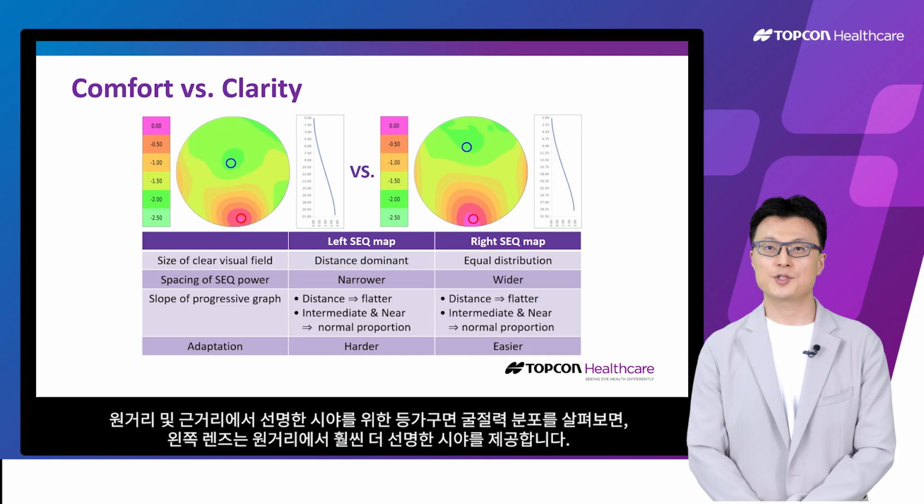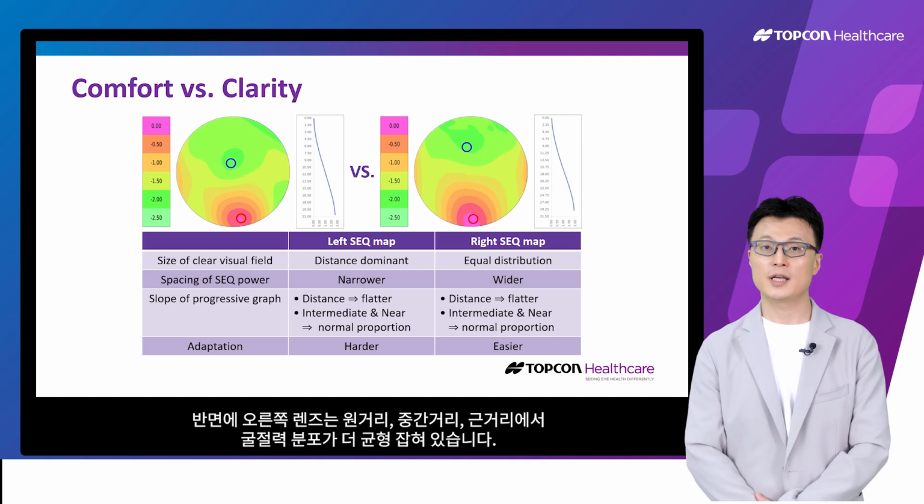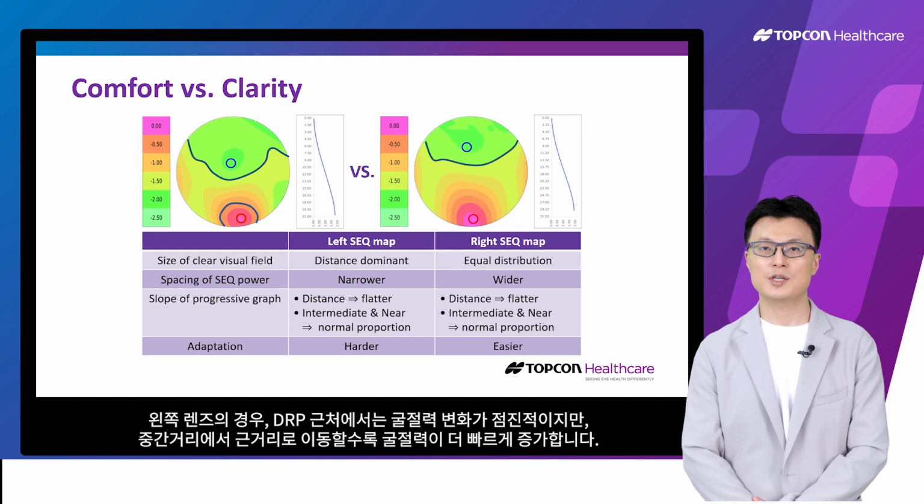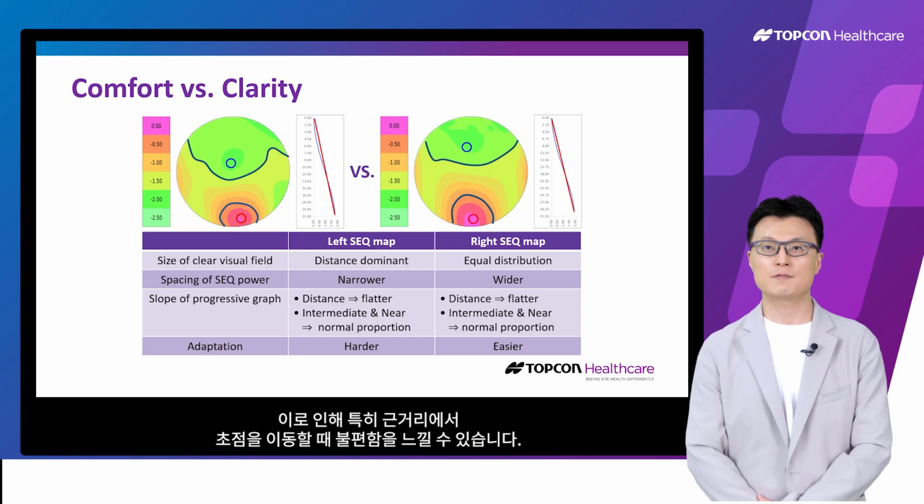When you look at the distribution of the SEQ power for clear vision in far and near distances, the left lens has a significantly higher amount of clear vision in the far distance. On the other hand, the right lens has a more balanced distribution of refractive power across far, intermediate, and near distances. For the left lens, the power change near the DRP is gradual, but as we move from intermediate to near distances, the power increases more quickly. This could result in discomfort when shifting from one focal point to another, especially in up-close viewing.